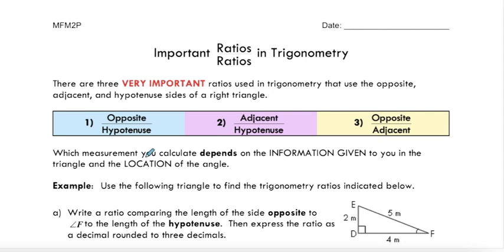Remember, which measurement you calculate depends on the information given to you in the triangle and the location of the angle. So remember that the opposite and the adjacent sides will switch depending on where your given angle is. So let's go through some examples and see how these ratios work.